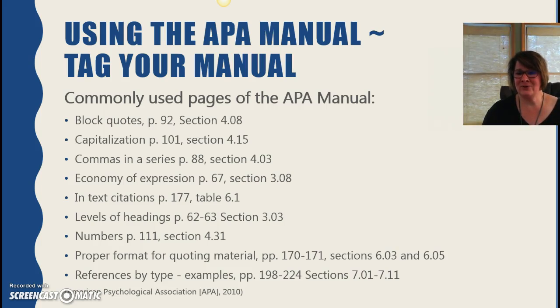You may not use all those pages, but really the books and the journals are probably the most used. So I would suggest tagging the table on page 177 that has in-text citations, and then at least tag page 198 as the start point for the reference list.